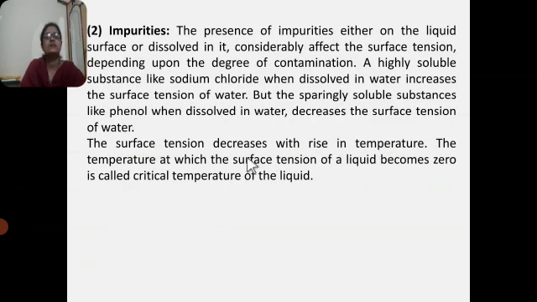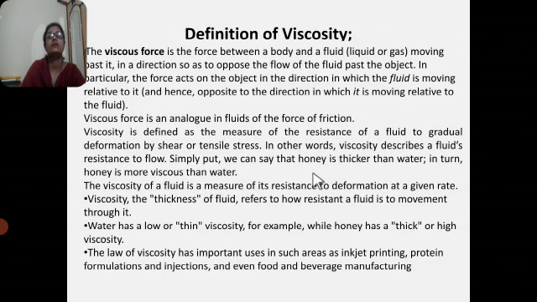And the second one is the impurities. The presence of impurities either on the liquid surface or dissolved in it considerably affects the surface tension depending upon the degree of contamination. A highly soluble substance like sodium chloride, when dissolved in water, increases the surface tension of water. But a sparingly soluble substance like phenol, when dissolved in water, decreases the surface tension of water. The surface tension decreases with rise in temperature. The temperature at which the surface tension of a liquid becomes zero is called the critical temperature of the liquid.